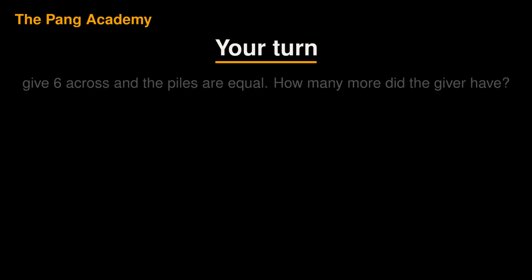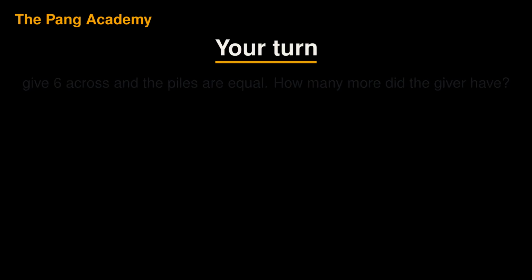Your turn. This time, moving 6 pencils across makes the 2 piles equal. How many more did the giving pile start with? Remember, watch the gap, pause and answer. Moving 6 drops the giver by 6 and lifts the other by 6 at the same time, so the gap closes by 12, not 6. For that to reach 0, the gap must have started at 12. The giver had 12 more to begin with, double the 6 you moved.